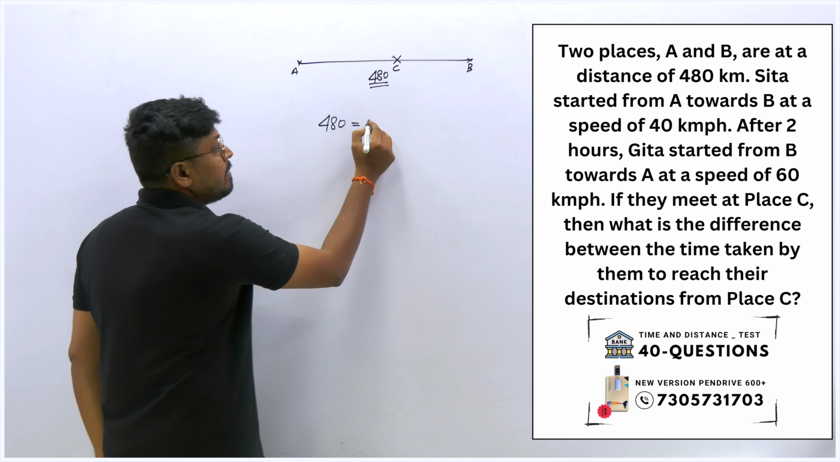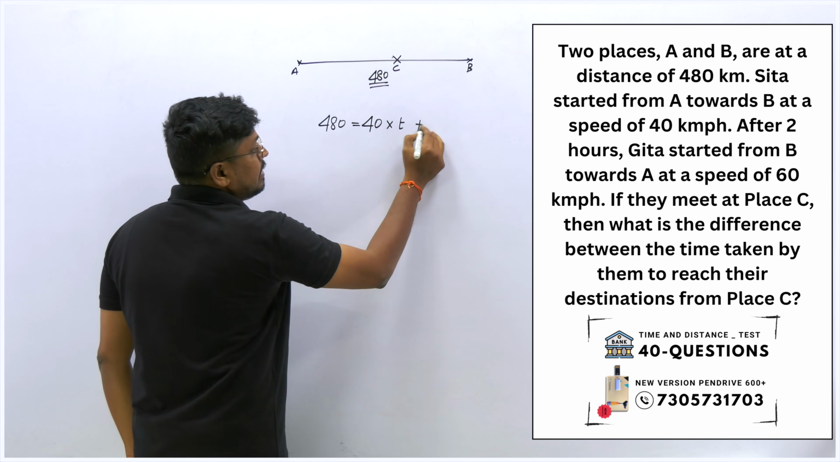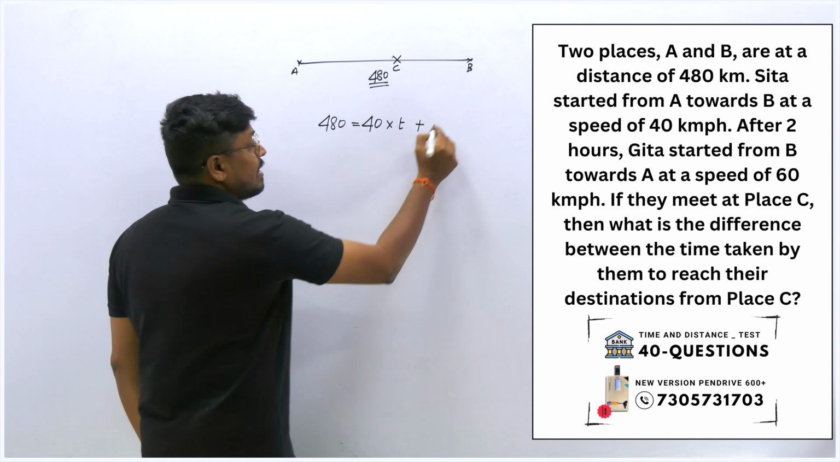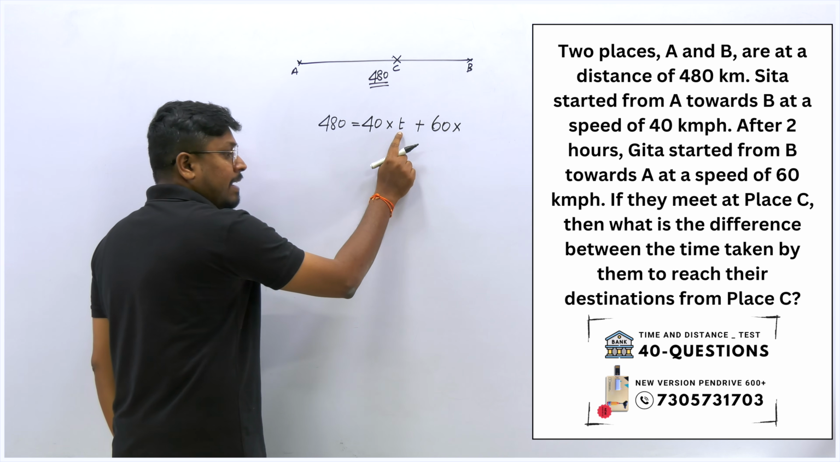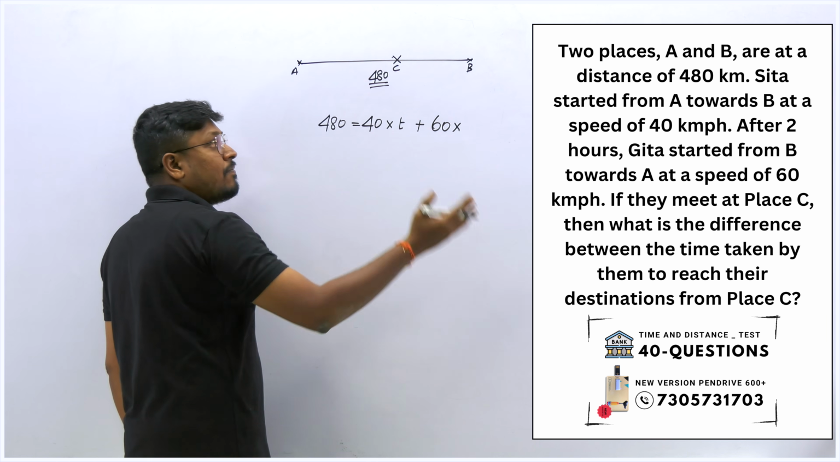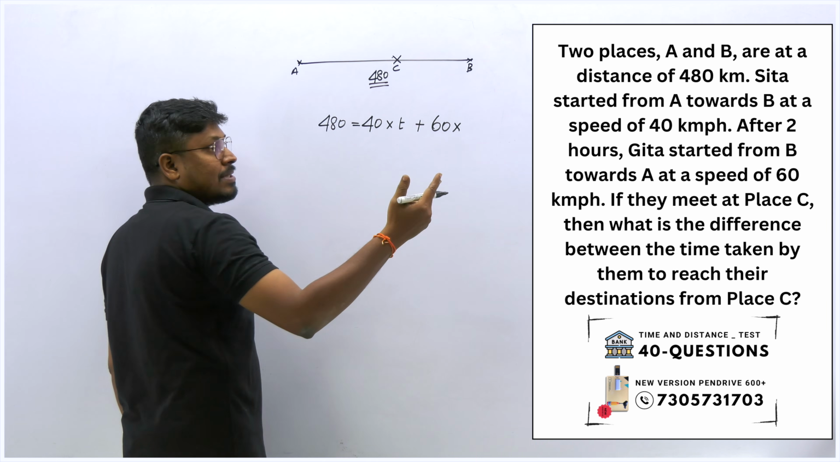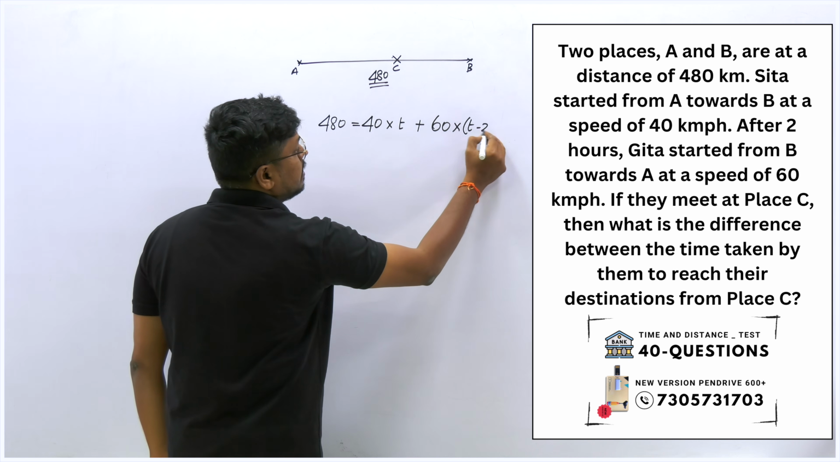So the first person's speed is how much? 40 km per hour into time taken. Plus the second person's speed is how much? 60 km per hour into time. We already know that the second person, compared to the first person, starts from point B only after 2 hours. That means compared to this time, the second person's time will be 2 hours less.